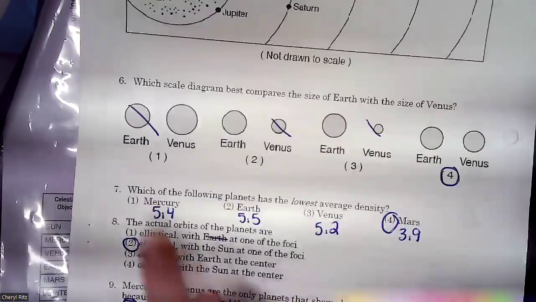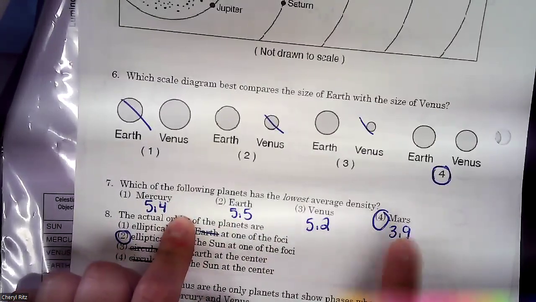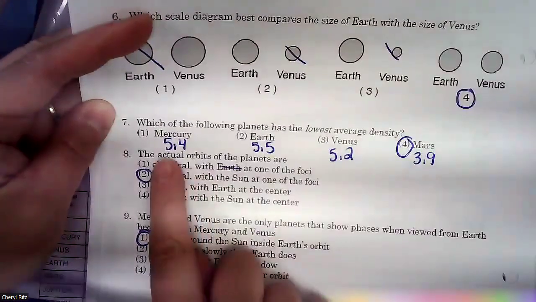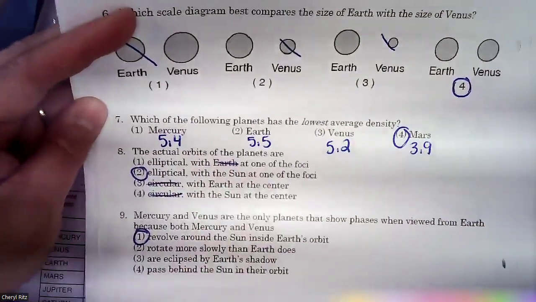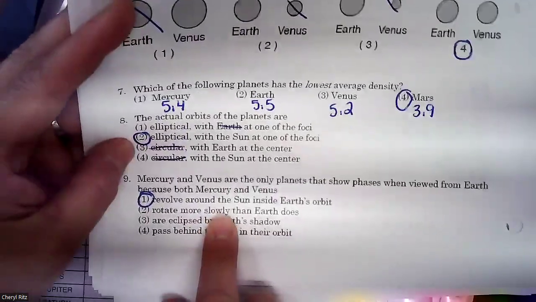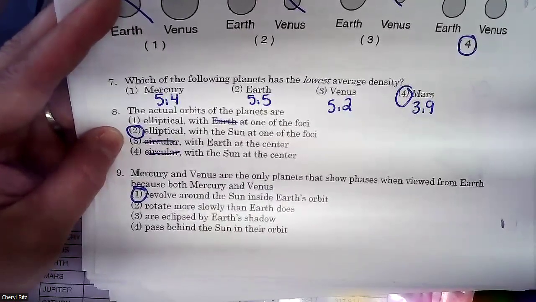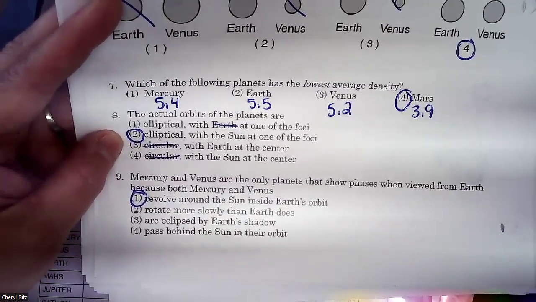Which one has the lowest density? Again, check your reference table. You know me, I like to label. So Mars definitely has the lower. The actual orbits of the planets are elliptical with the sun at one foci. And number 9 is a think about it question, but I've never seen it on the Regents. It is because they revolve around the sun on the inside of Earth's orbit.